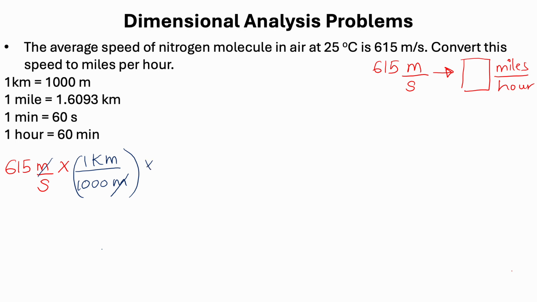The second conversion factor is, now you have kilometers, so 1.6093 kilometers equals 1 mile.